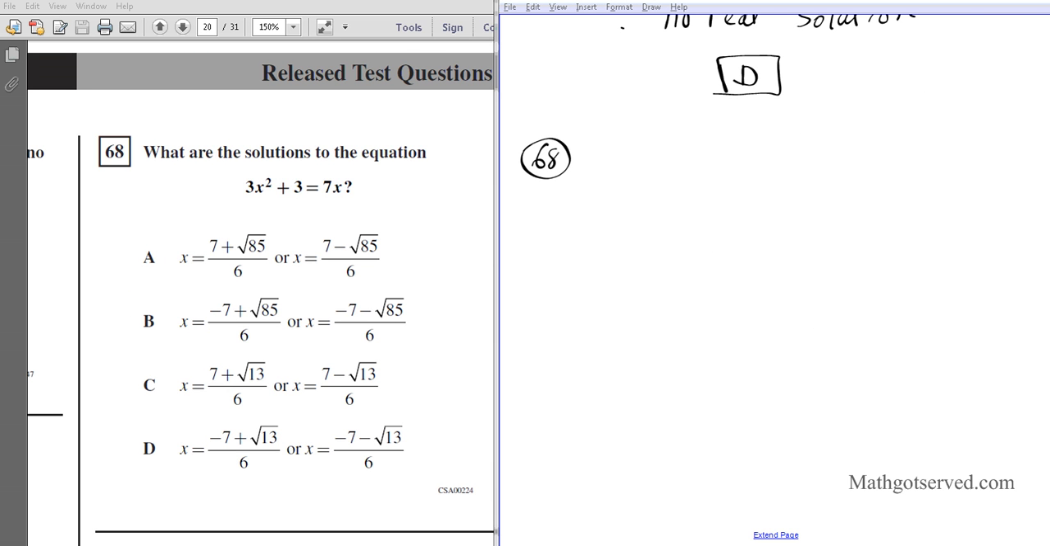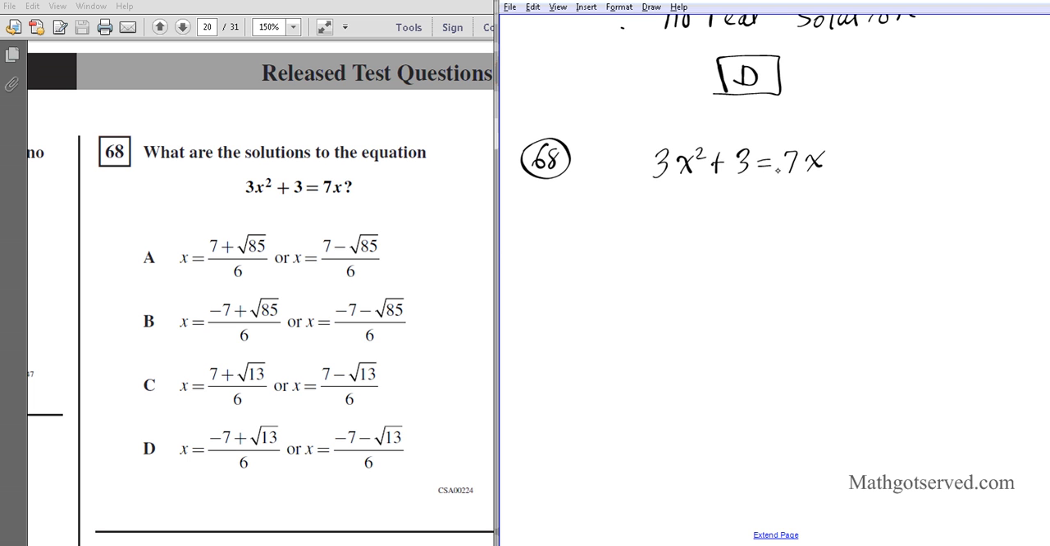Okay, let's take a look at question 68. It said, what are the solutions to the equation? So this one, it looks like we're going to have to do it all the way. 3x squared plus 3 equals 7x. Now, before you want to start using any method, you must place the equation in standard form. So degrees in descending order equal to 0.